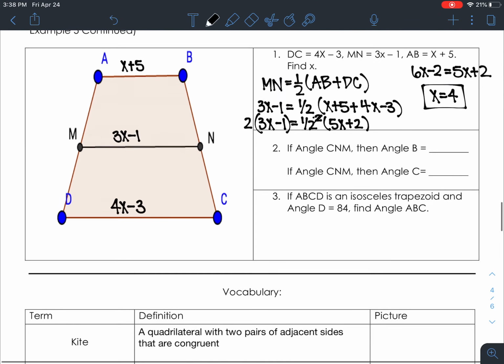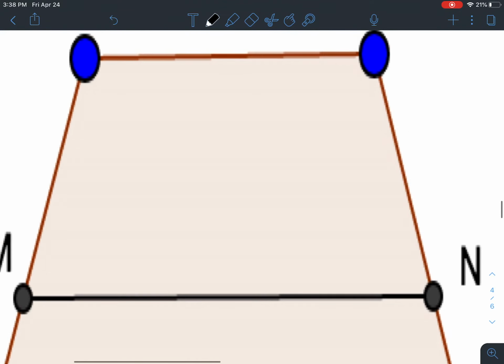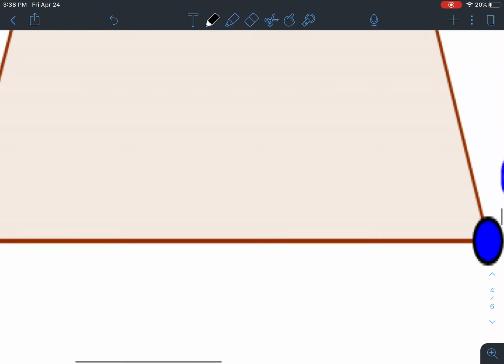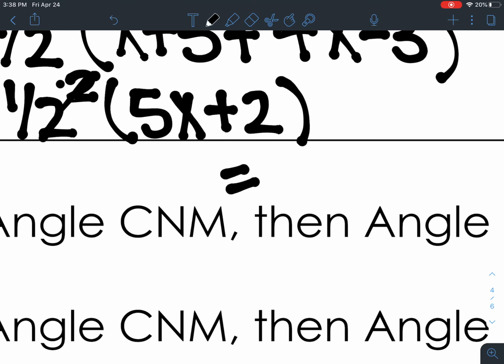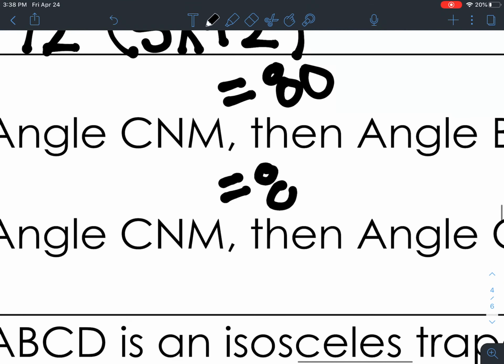All right, the last one I want to go over in this set deals with the fact that all 3 of these segments are parallel. Remember, AB is parallel to MN, which is parallel to DC. And so on the second one, I have to give you some information. So angle CNM, let's pretend that angle CNM is 80 degrees.